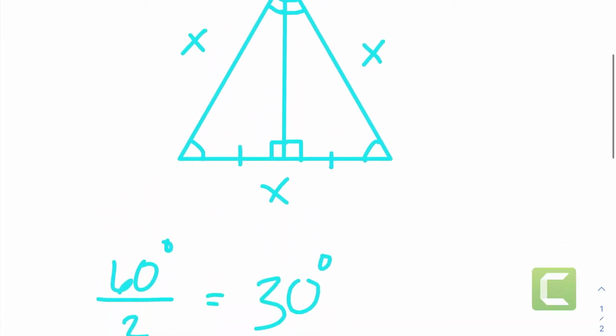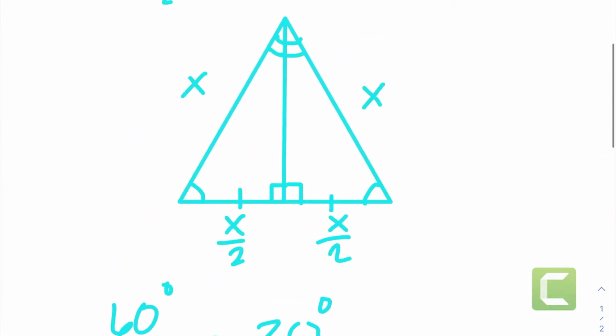And also, these line segments over here, this side, they're both equal and they all add up to x. So they both must be x over 2. Now we can use the Pythagorean Theorem to find this final side. I do have a video on the Pythagorean Theorem. If you want, you can go check that out.